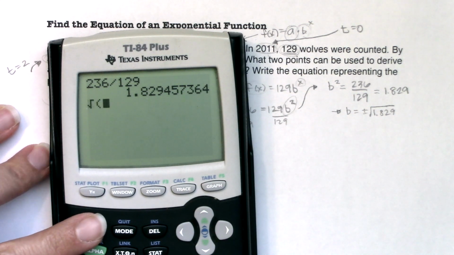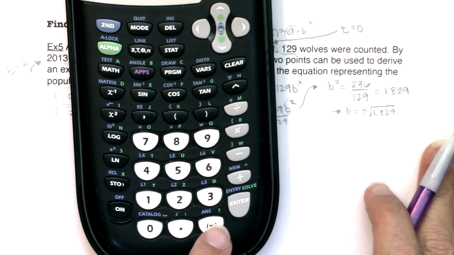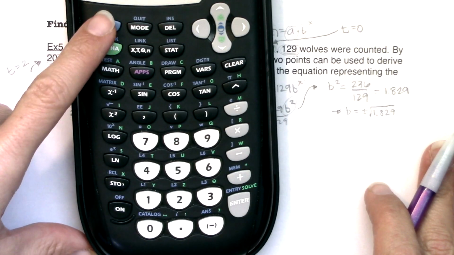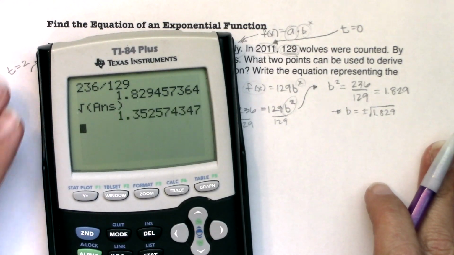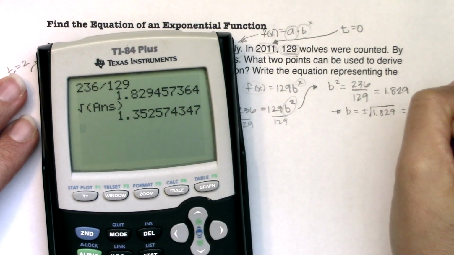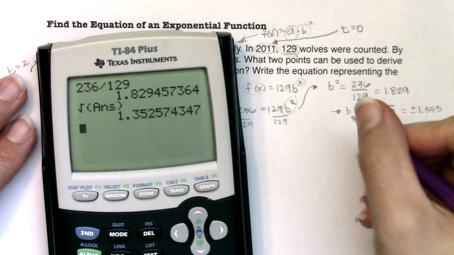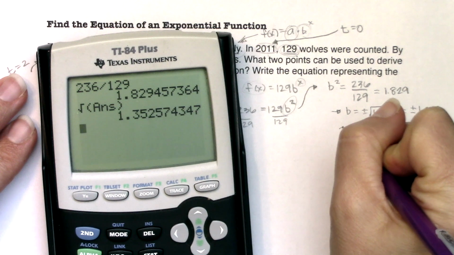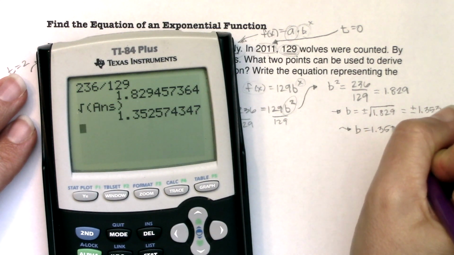If I take the square root of this previous answer, and just to remind you, the answer key is over your negative key, it's in blue, so I need to hit second to activate it. I'm going to take the square root of that answer, and I get that b is either plus or minus 1.353. But again, I'm going to choose the positive root. So ultimately, b equals 1.353.